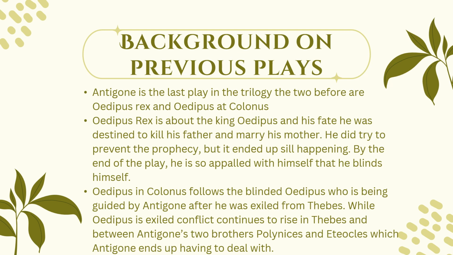The next one in the trilogy is Oedipus at Colonus. It follows the blinded Oedipus who is being guided by Antigone after he was exiled from Thebes. During Oedipus' exile, conflict continues to rise in Thebes between Antigone's two brothers, Polynices and Eteocles, which Antigone ends up having to deal with, and then we're at the next play, Antigone.